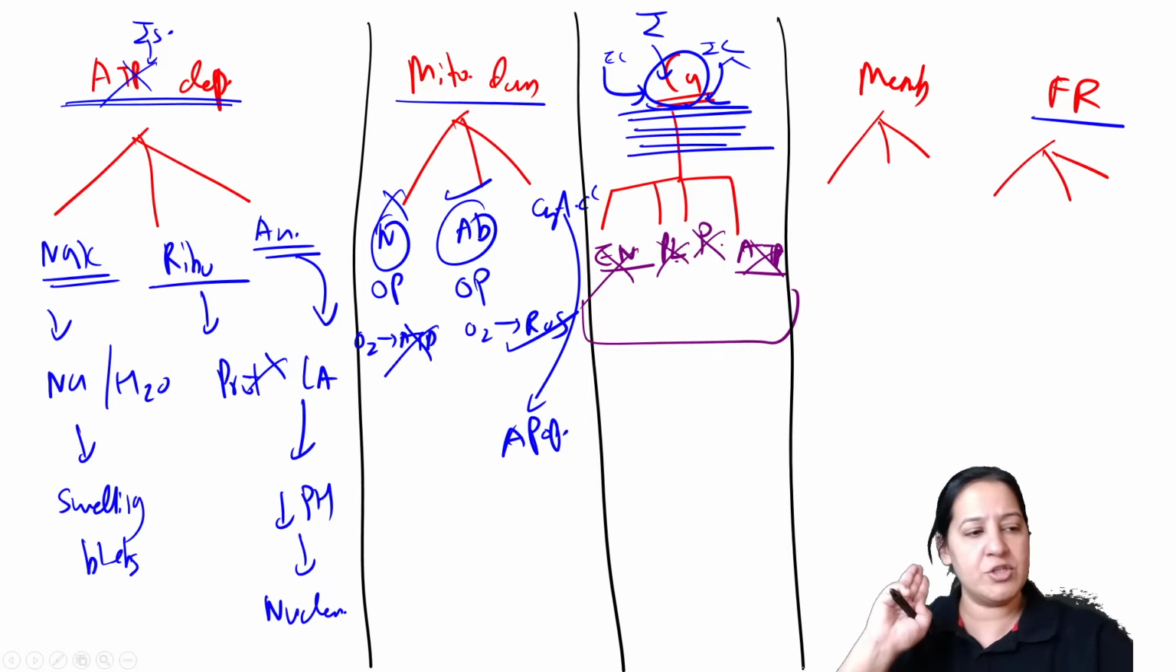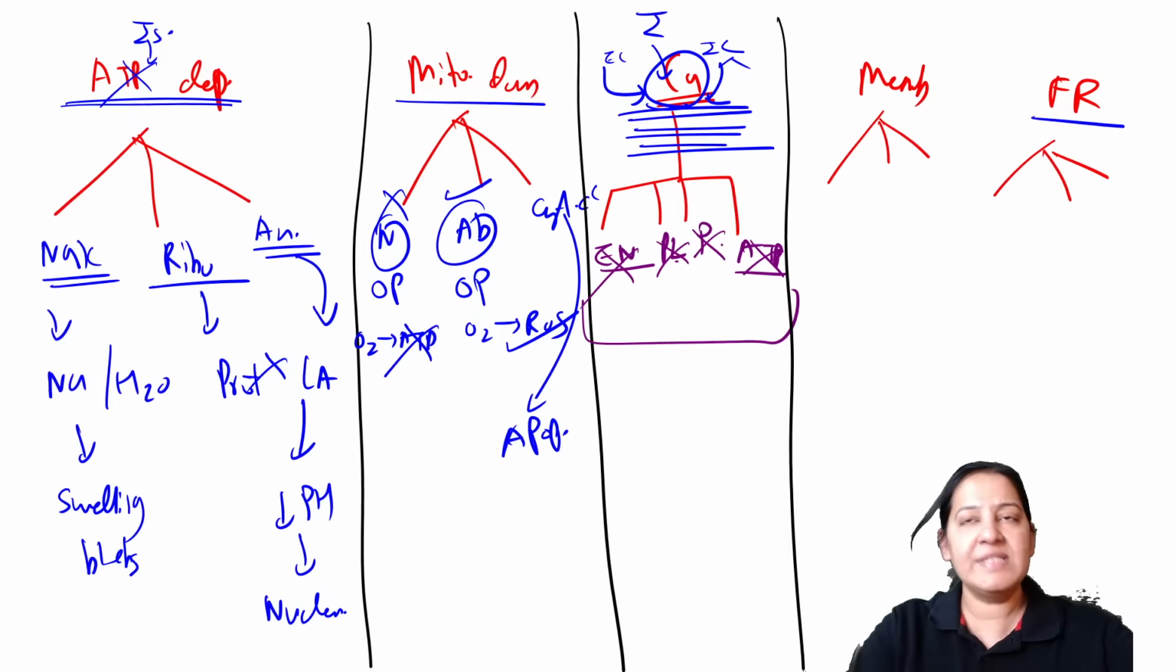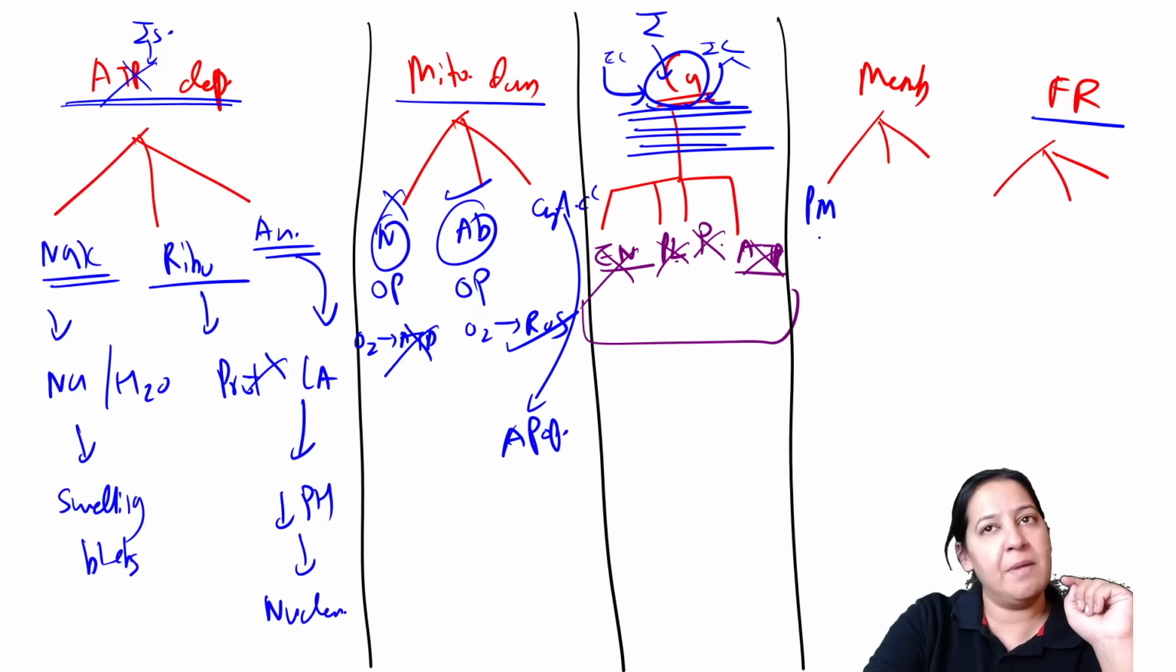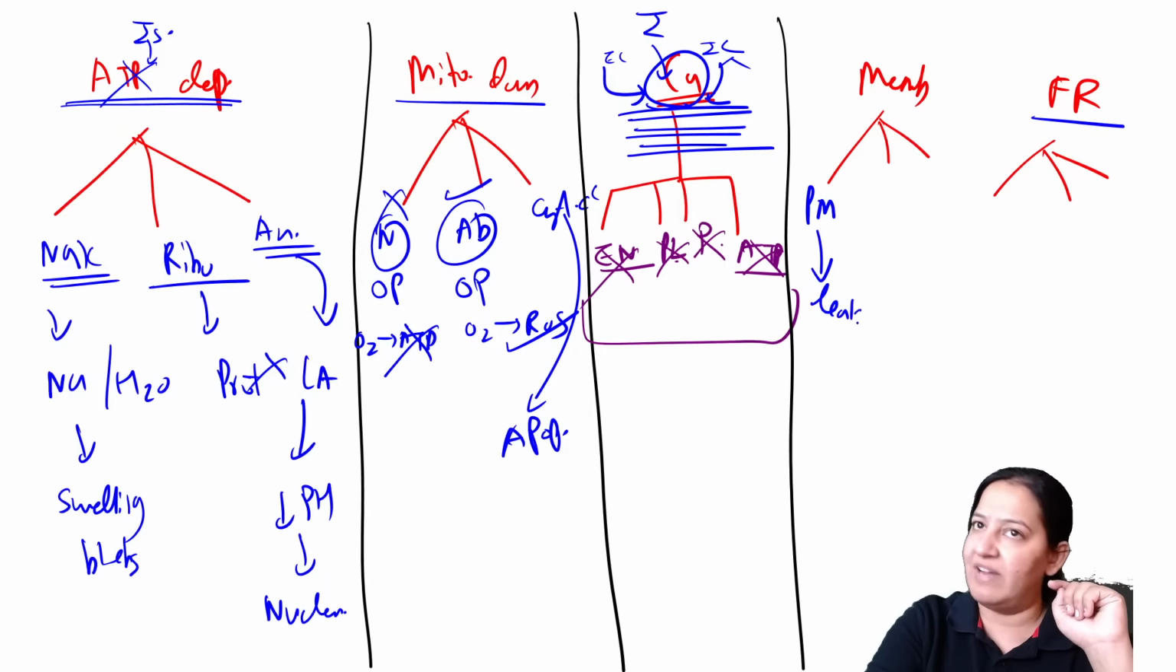Fourth mechanism, I will talk about three cell membranes. What are the three cell membranes here? Plasma membrane. Plasma membrane will have holes, so everything will leak out, cell will die.